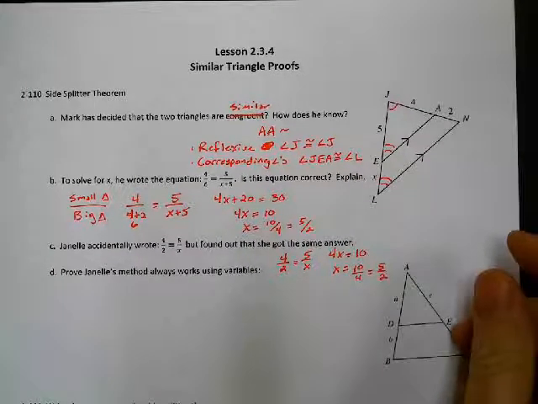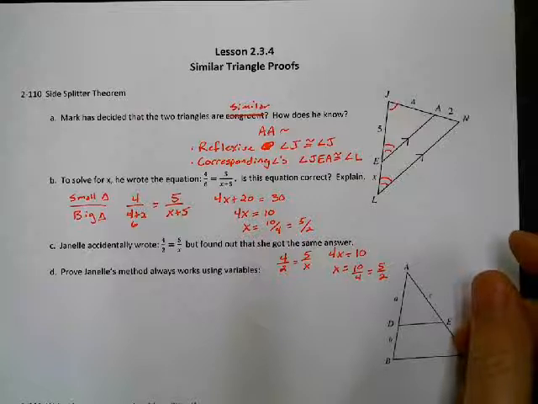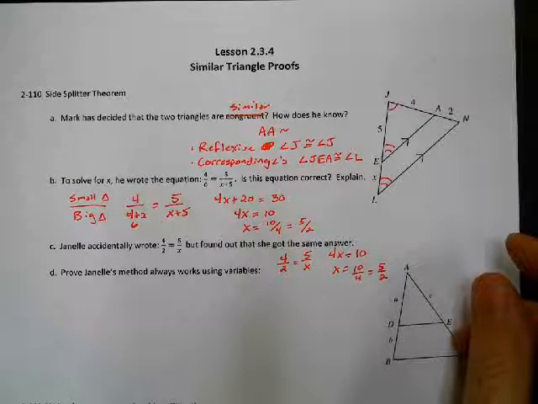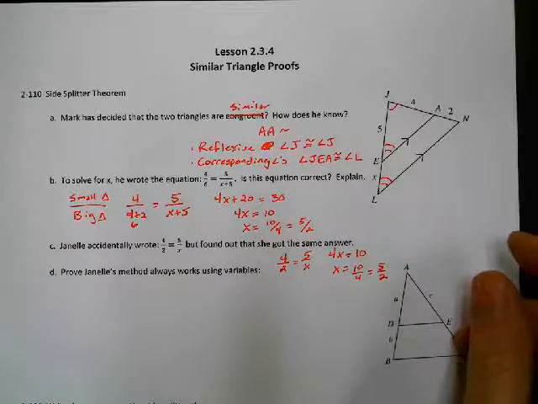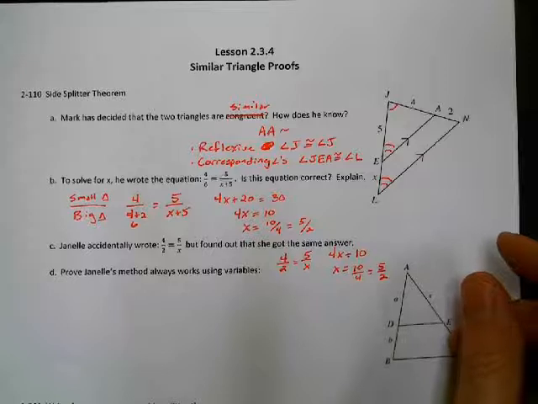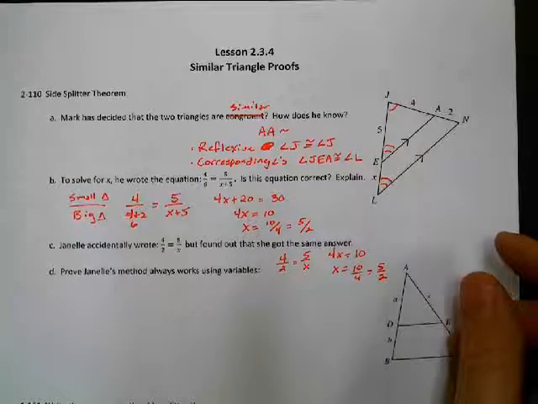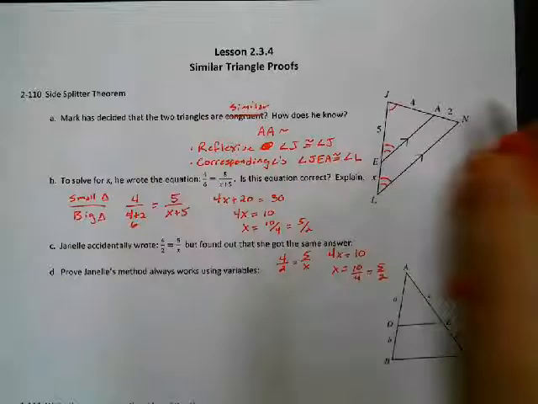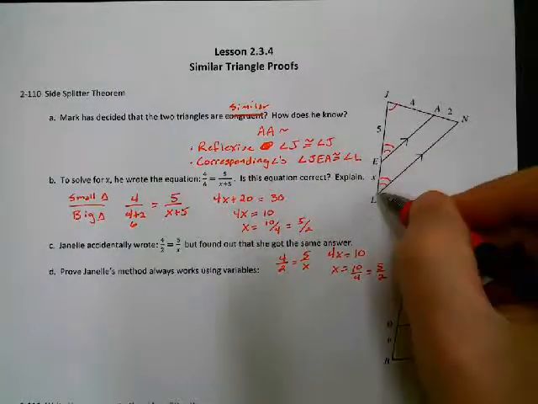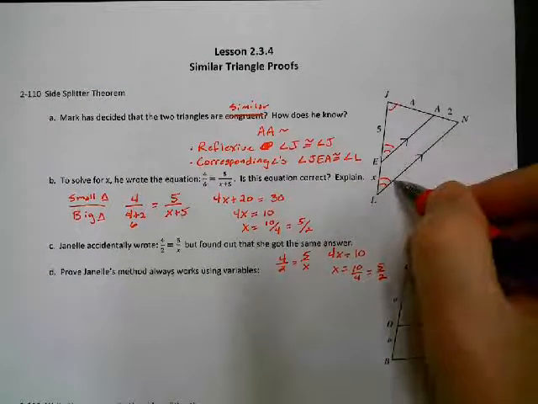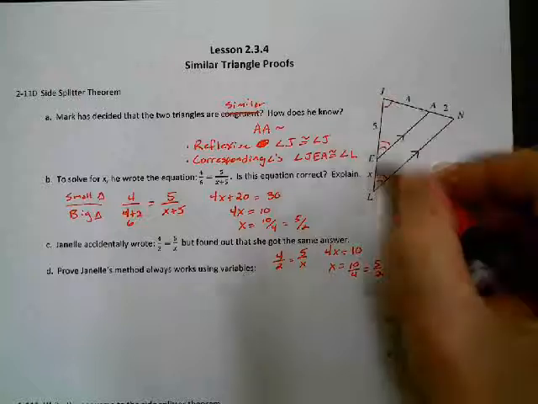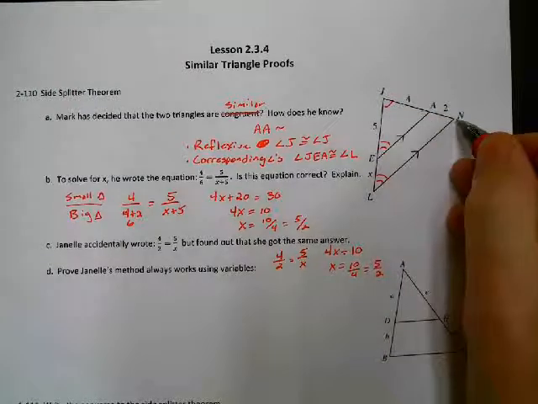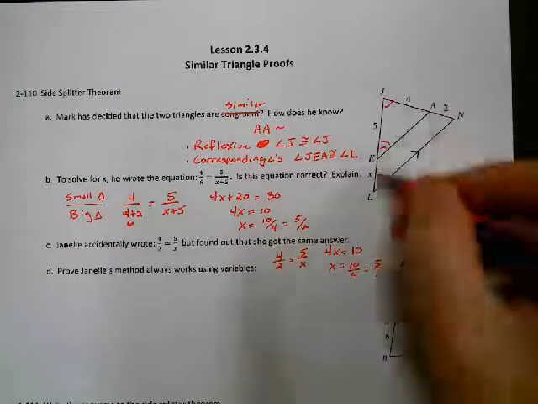And so we have to think, is this an accident? Is this something that is just because of the numbers that we used that it ends up working here? Or is this a new property? And it is a new property. It's called the side splitter theorem. So you'll notice that over here, the side of the big triangle has been split by these parallel lines.